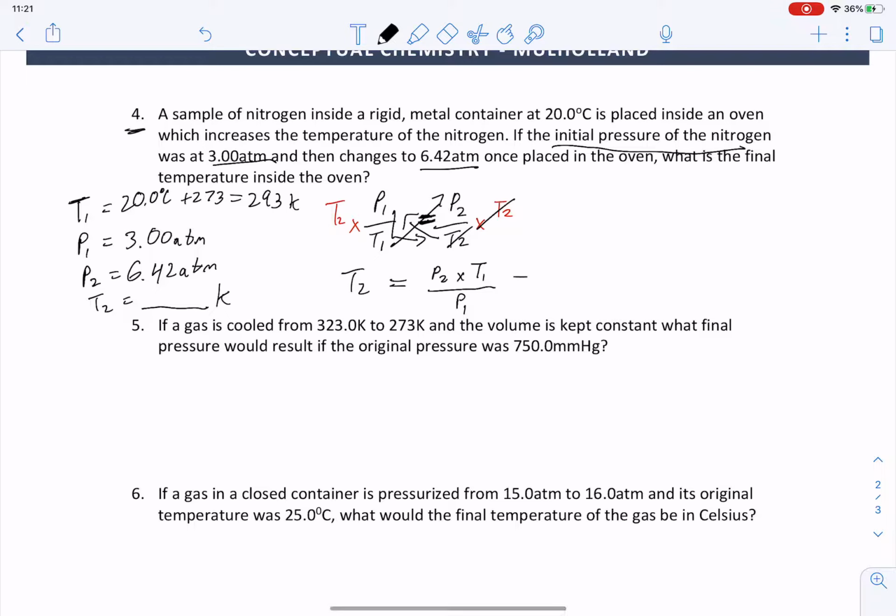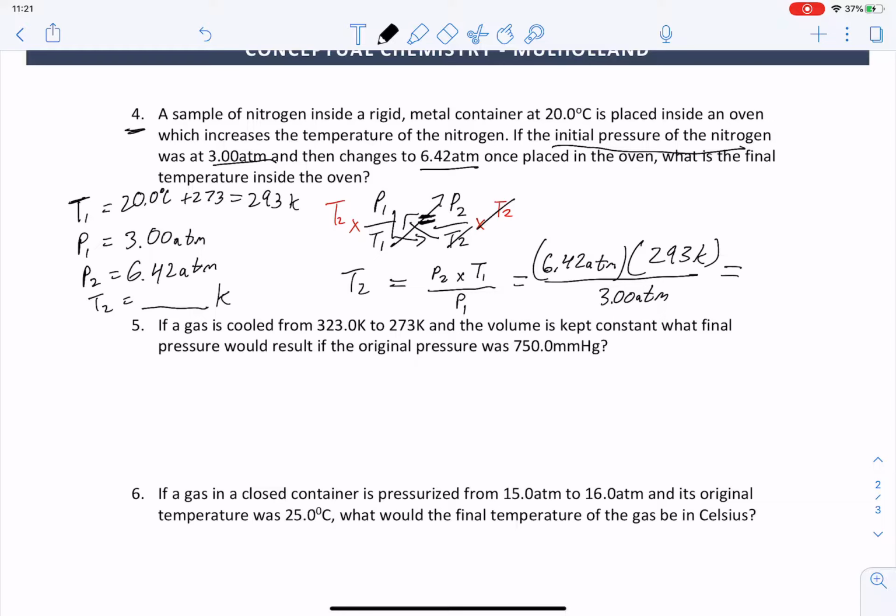Okay. Now that we've isolated our unknown, we can substitute in our numbers. I substitute at the end because if you start moving the numbers around with the units, it gets kind of confusing. You can do it, but it's just a personal preference. So now, P2 is 6.42 atm. Also, this is a good reminder, always include your units when you're writing in your numbers. You need to make sure you are tracking the right things and assigning the proper measurements to them. So times T1, which is 293, divided by P1, which is 3.00.